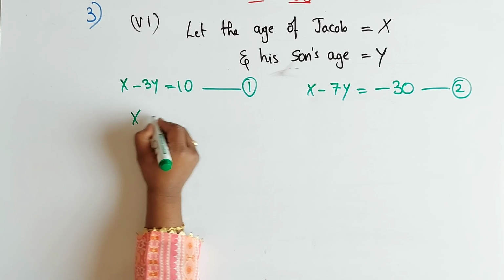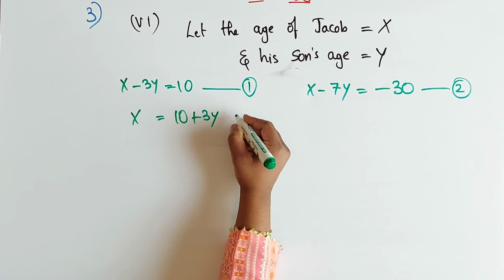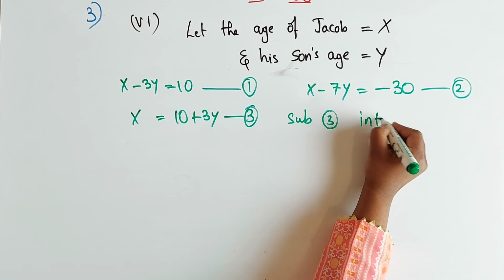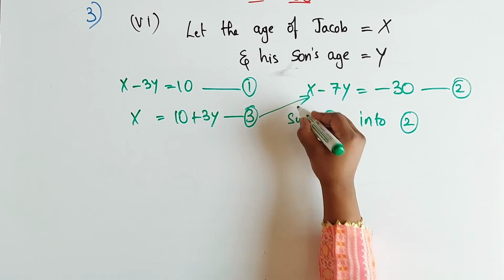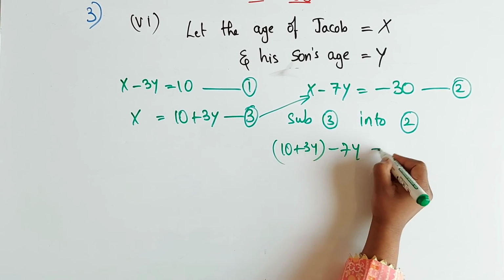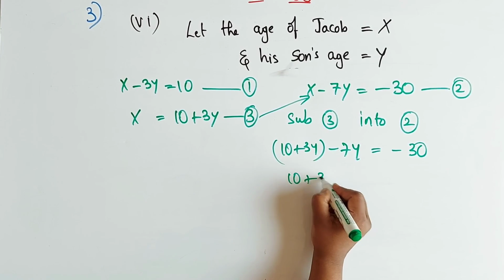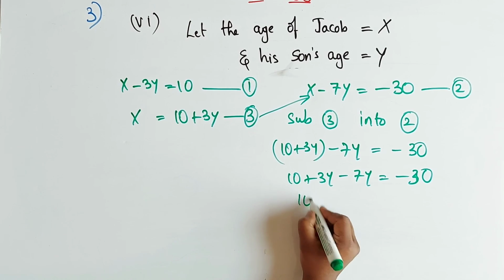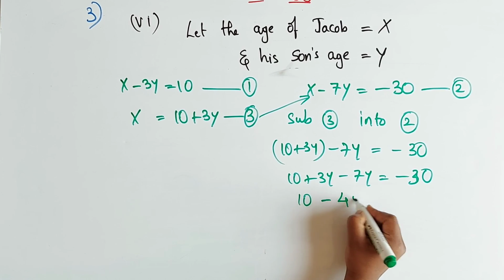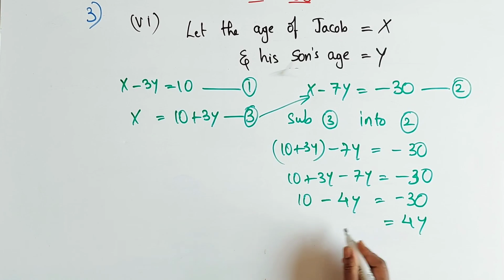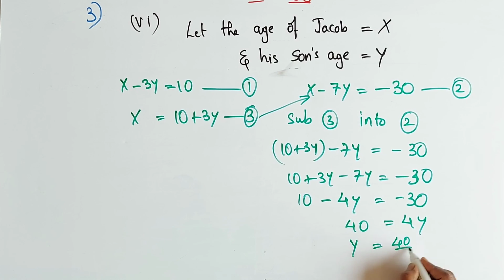From the first equation we can write x equal to 10 plus 3y, children. This is the third equation. Now substitute the third equation into the second one. Correct? Here we know the x value, 10 plus 3y minus 7y equal to minus 30. I just remove the brackets here. 10 minus 7y plus 3y, minus 4y equal to minus 30, children. Now plus 4y equal to, this 30 will come here, plus 30. 10 plus 30 is 40. So y equal to 40 by 4.